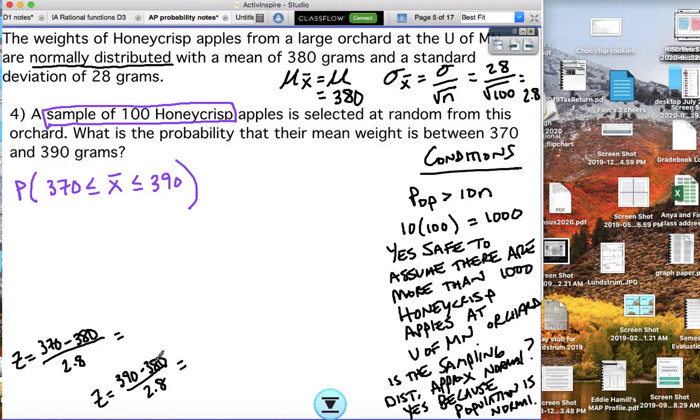Our first z-score is going to be negative 3.57 if I round to 2 decimal places. And the other one will be 3.57. Okay, so then up here, I'm going to add on that I'm trying to find the probability that my z-score is between those two values, negative 3.57 and positive 3.57.